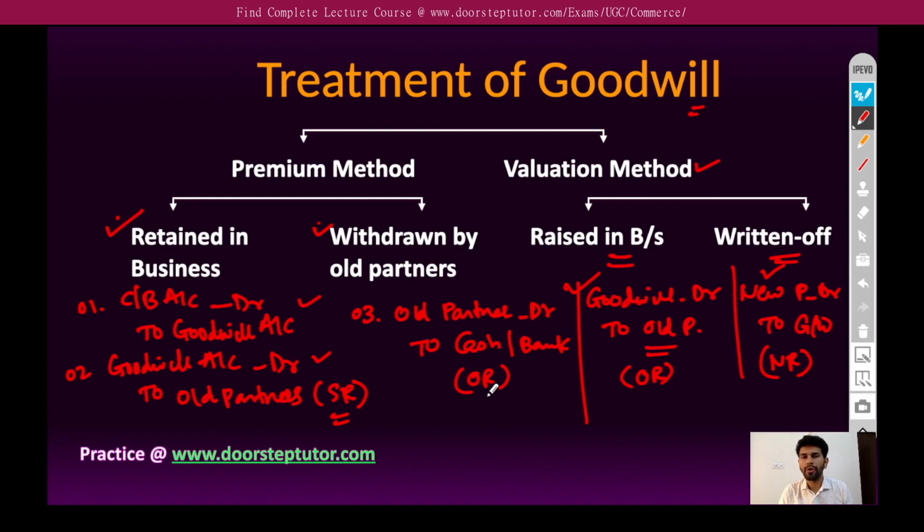And if the goodwill is raised in the balance sheet, the entry will be goodwill account debit to old partners capital account, and the amount will be distributed in old ratio. And if the goodwill is written off from the balance sheet, then the entry will be new partners capital account debit to goodwill account.